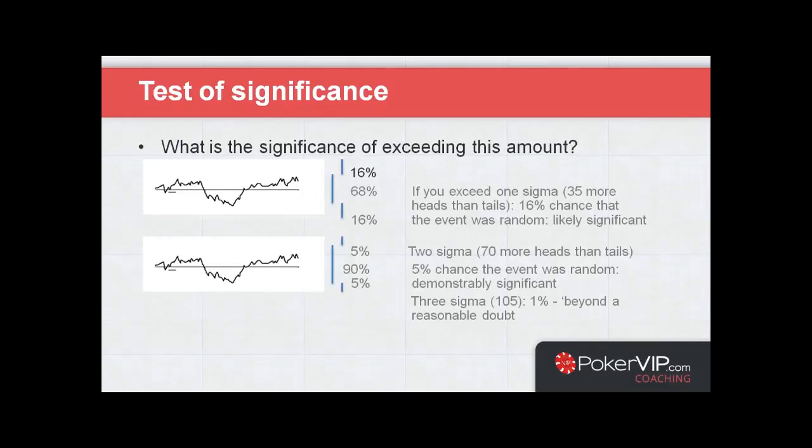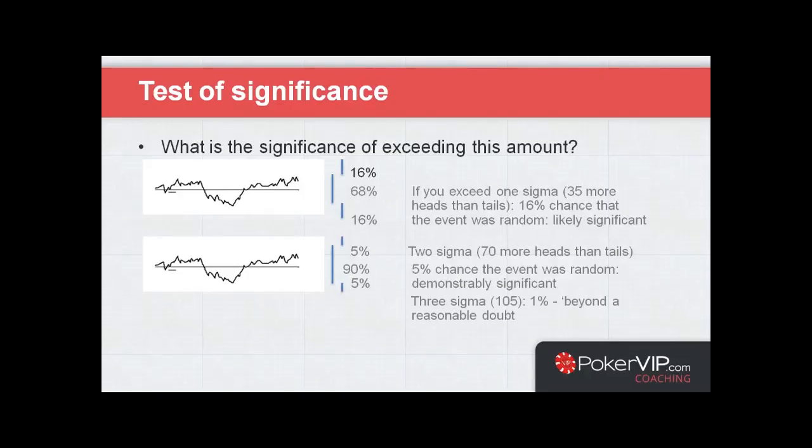If you exceed that 1 sigma, that is, if you had 35 more heads than tails, you could say that there was a 16% chance that the event had been caused by chance. Now that doesn't occur too commonly, so a reasonable English expression for this would be that you had a likely significant result if in fact you saw more than 35 heads over tails.